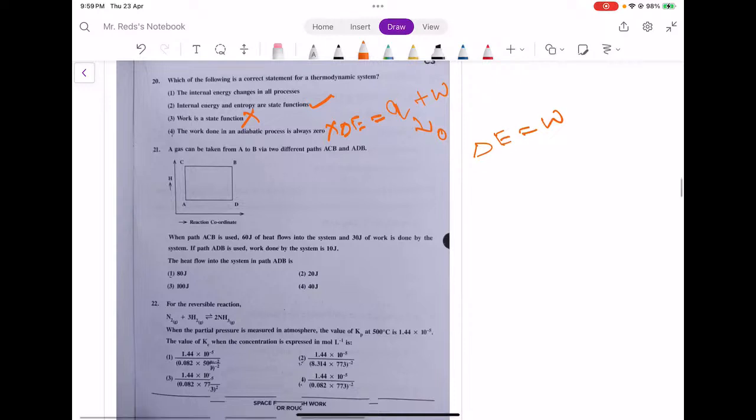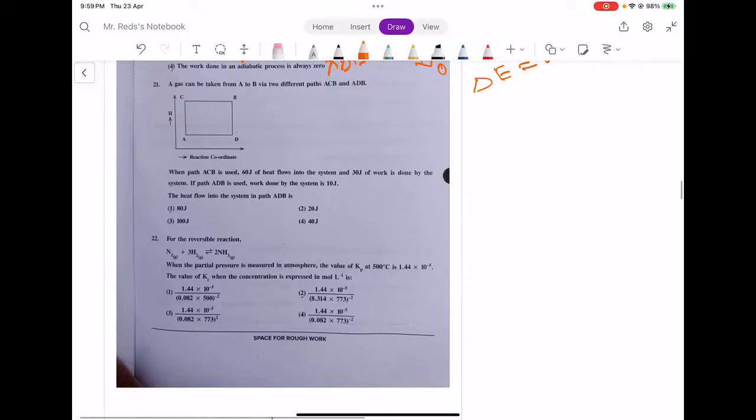Next, students, go to 21st question. This question is related to thermodynamics. The gas can be taken from A to B via two different paths, ACB and ADB. Here on the y-axis is enthalpy, on the x-axis reaction coordinate.